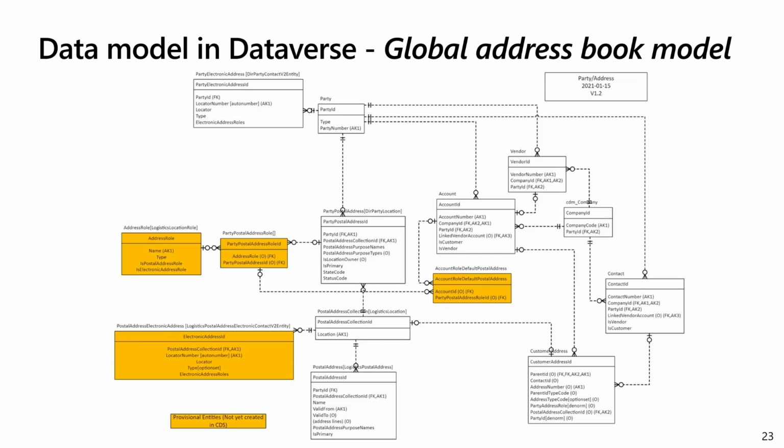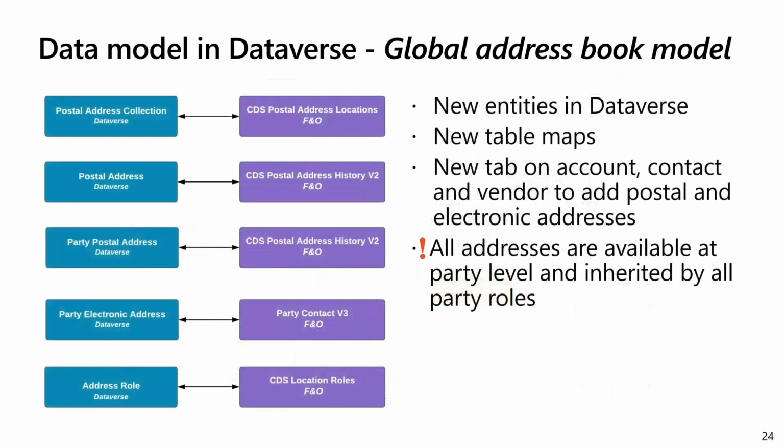These are entities that actually contain the addresses, and these two entities are kept in sync with a series of plugins. With these new entities, we also have new table maps that are available and should be enabled in order to benefit from the full functionality. Also, new tabs are available on the account, contact, and vendor forms to be able to add multiple postal and electronic addresses. As mentioned, all the addresses are available at party level and they will be inherited by all party roles.